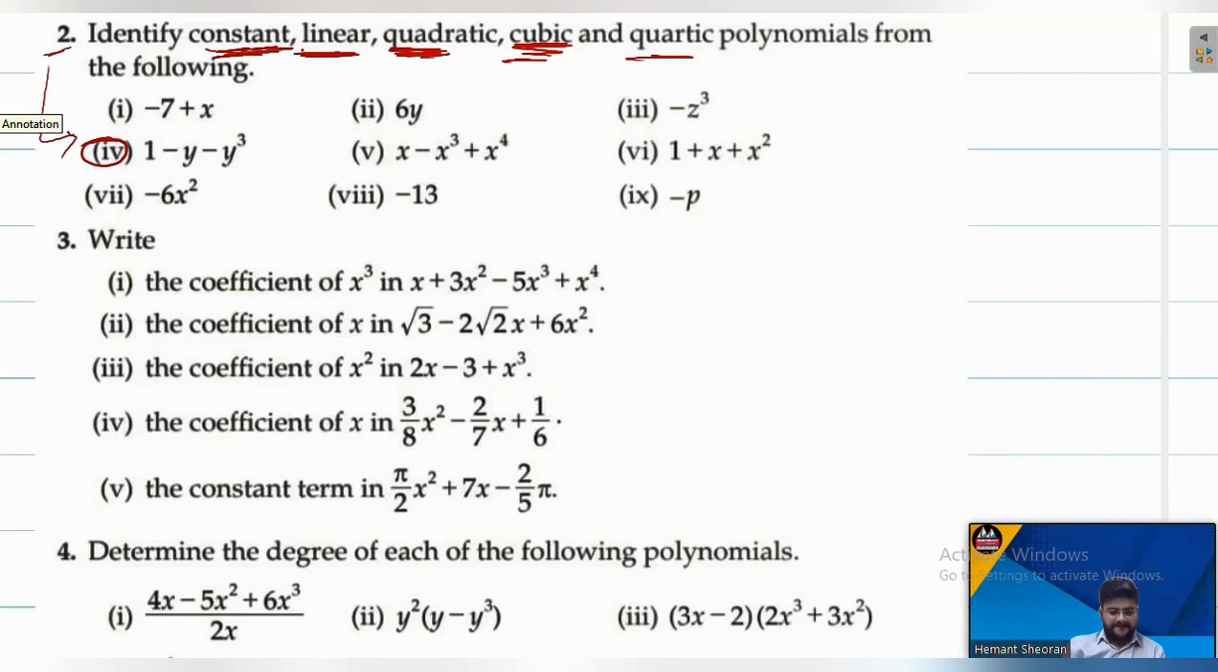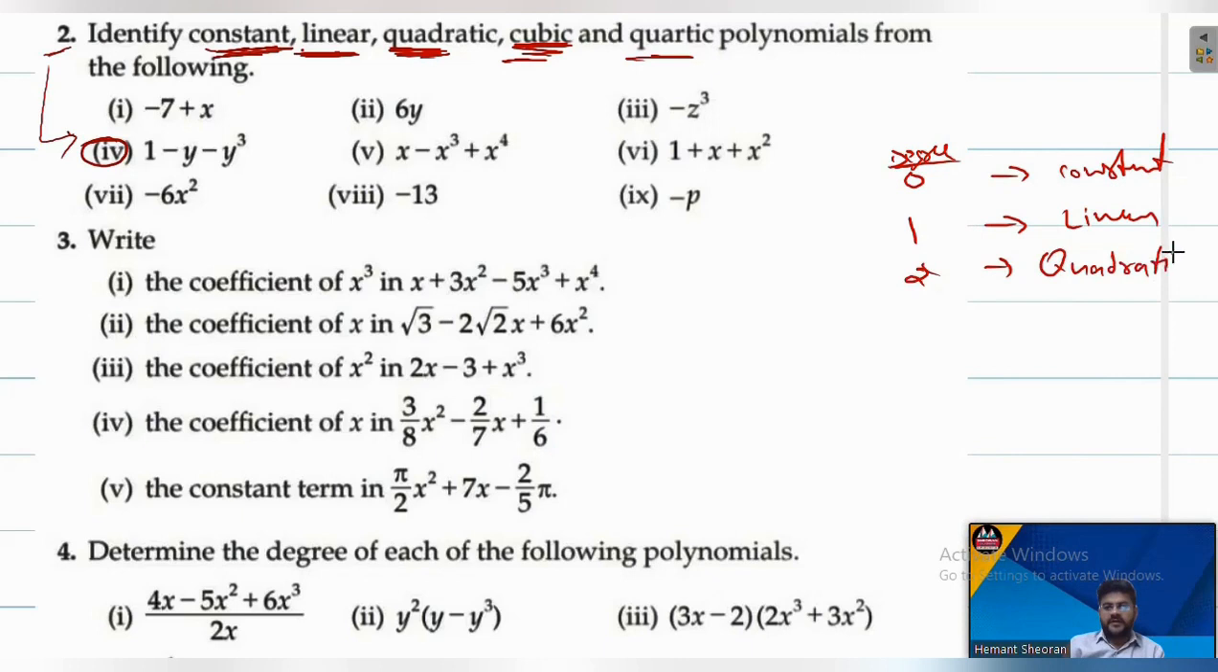I forgot the definition of it. We just made a table: if the degree is 0, then the name was what? Constant. If the degree is 1, we call it linear. If it is 2, we still call it quadratic. If it is 3, we call it cubic. If it is 4, the name was quartic.